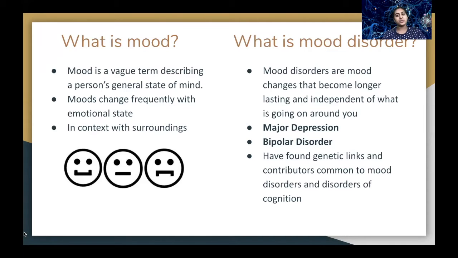A mood disorder is when you have mood changes that become longer lasting and independent of what is going on around you. And so, two major types are major depression and bipolar disorder. Another thing to note about mood disorders is that scientists have found genetic links and contributors common to mood disorders and disorders of cognition, which we will go over later in this video.